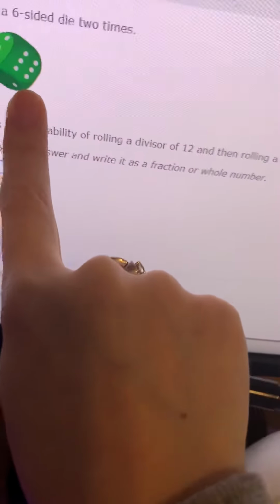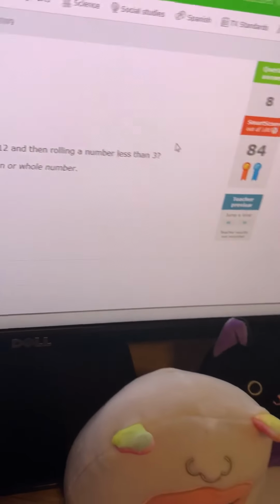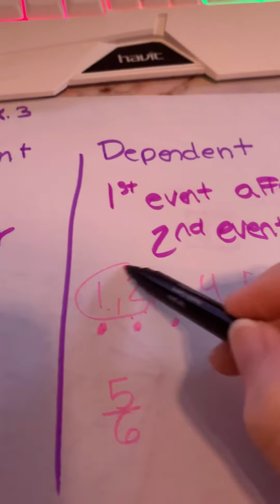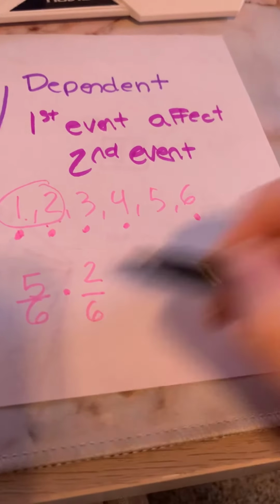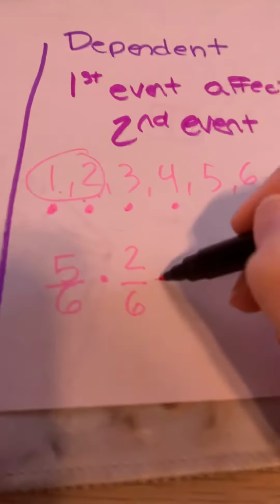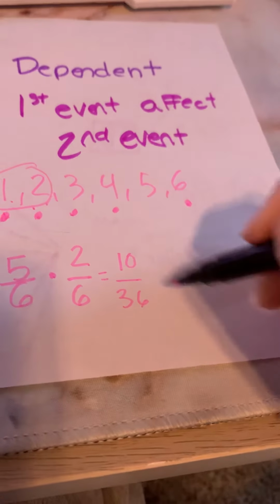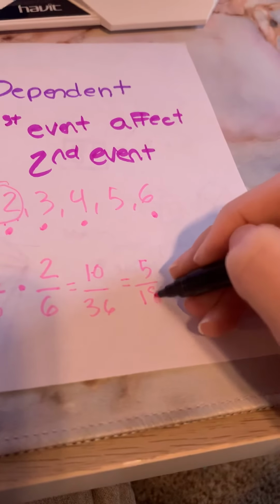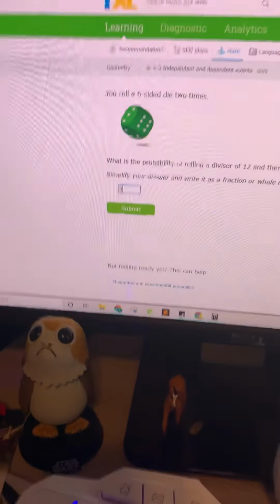That's our first one. Now, because the dice doesn't change, we're still using the same numbers. This time we're rolling a number less than 3. So come back here to my numbers. Less than 3 would just be these 2 numbers. So 2 of the 6 numbers. So 5 out of 6, then 2 out of 6. So we multiply. 5 times 2. 6 times 6. Reduce the fraction. It'd be 5 out of 18. There you go. So let's try that. 5 out of 18.